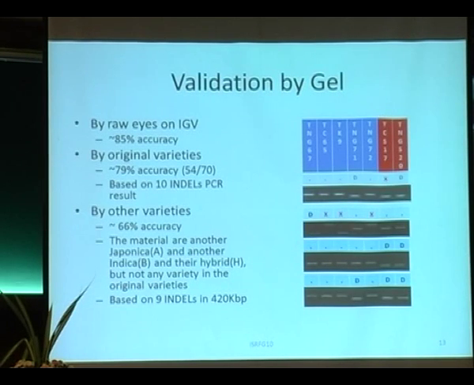And we also had a research assistant in our lab do gel analysis, and we have confidence that we have almost about 80% accuracy. And we found one young breeder to help us check our results. They used 2 different indica and japonica in their hybrid program, and that's almost about 66% accuracy here.